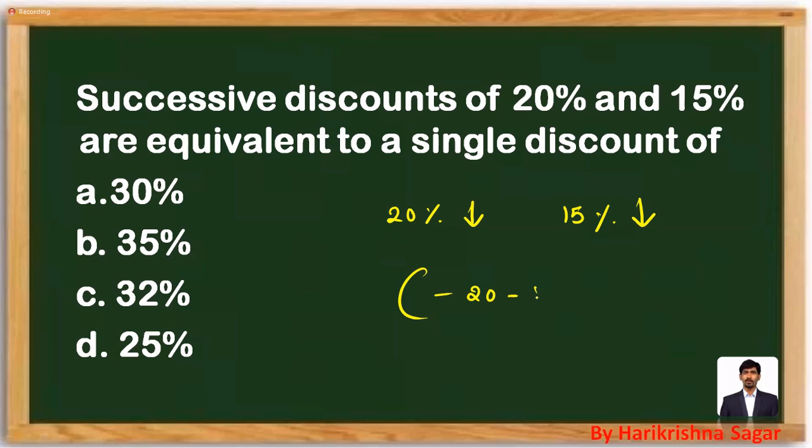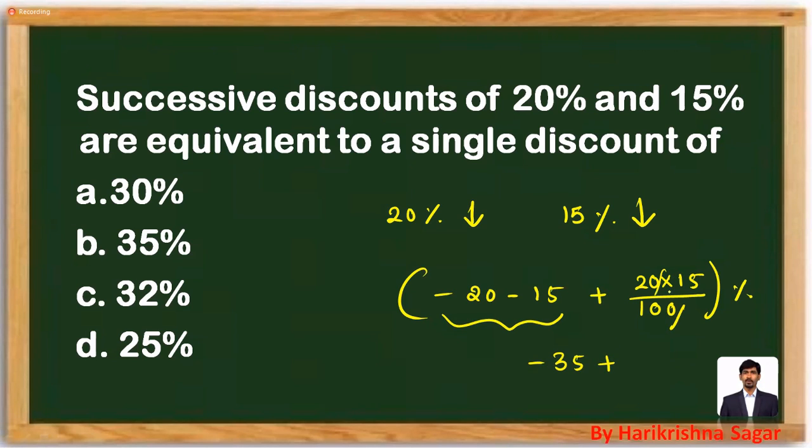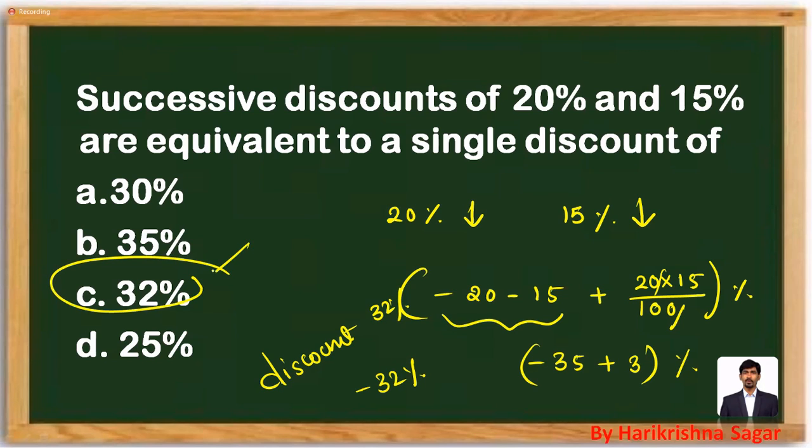Minus 20 minus 15. Minus into minus is plus. Plus 20 into 15 divided by 100. This will be the value. So this is going to give a result as minus 35 plus 15 into 2 is 30, minus 35 plus 3 is giving a result as minus 32. Minus indicates decrease or discount. So there is a discount of 32% overall. Mark it as option C.